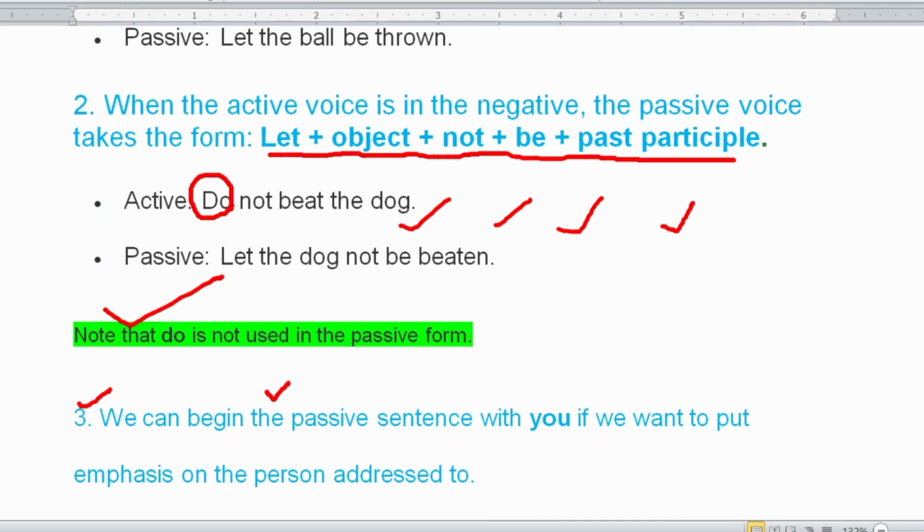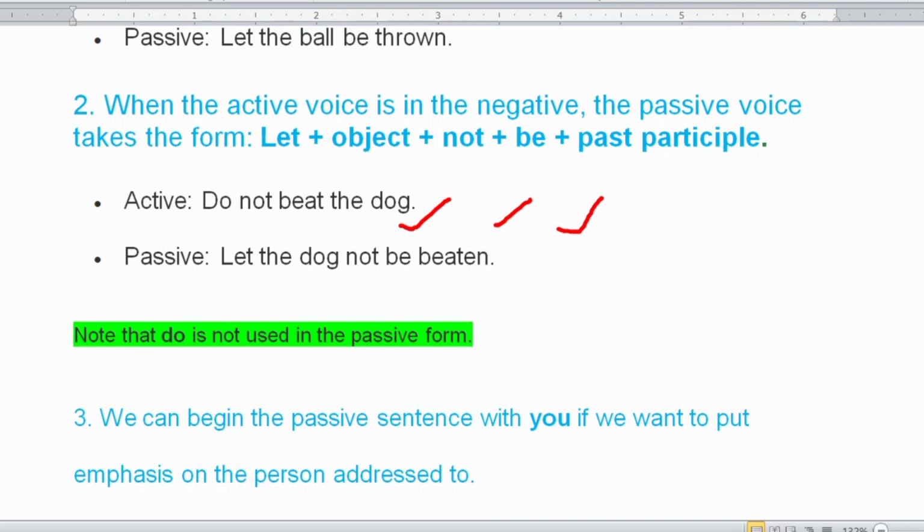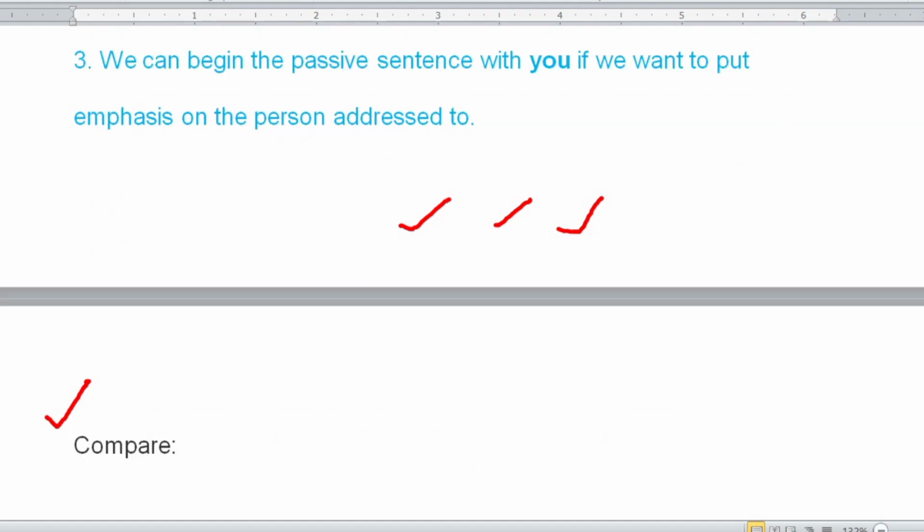Now we will discuss rule number 3. What is rule number 3? Read it first. We can begin the passive sentence with 'you' if we want to put emphasis on the person addressed. When we put some emphasis on a person, we use 'you' at the beginning of the passive voice. Otherwise, no. We have some examples to discuss now.